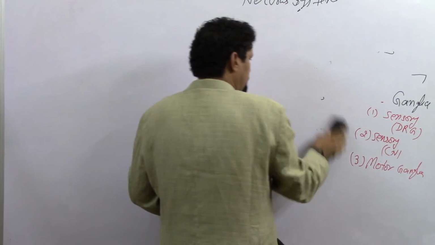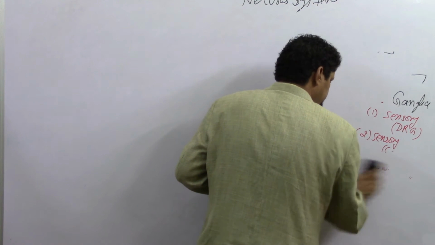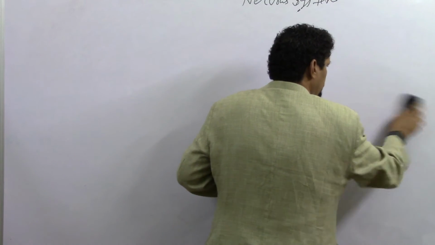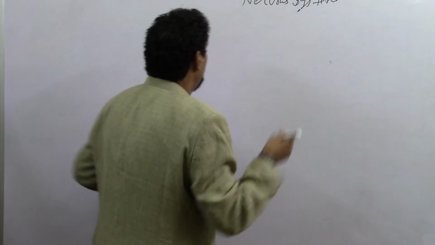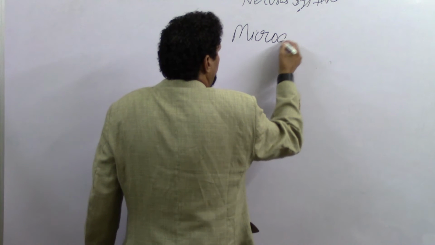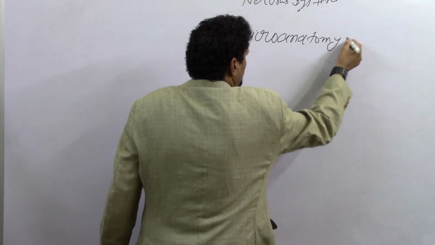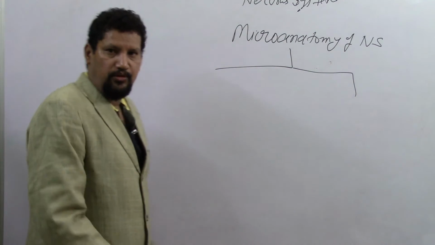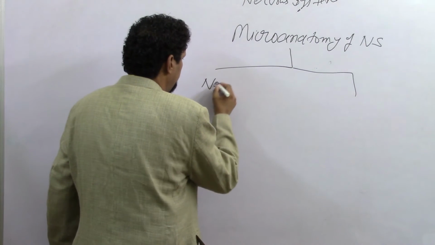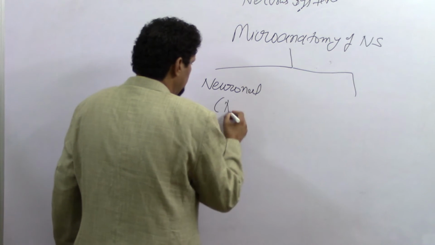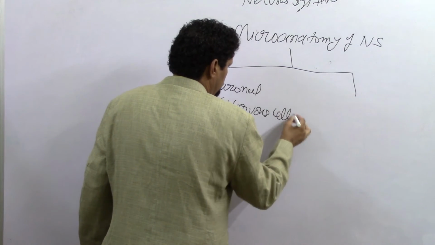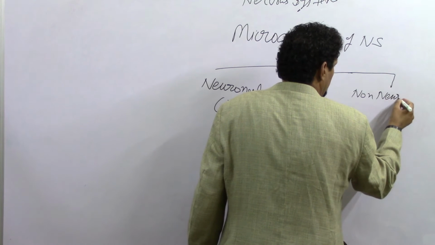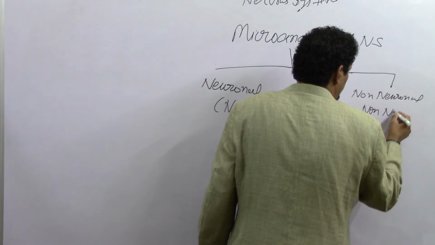Now I will talk about the microanatomy of the nervous system, how this nervous system is formed. Basically the nervous system is formed by two types of cells or two types of tissues. One is neuronal cells or nerve cells, and the second type is non-neuronal cells or non-nervous cells.